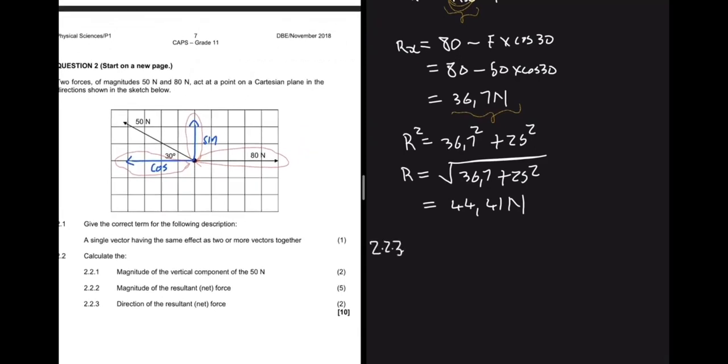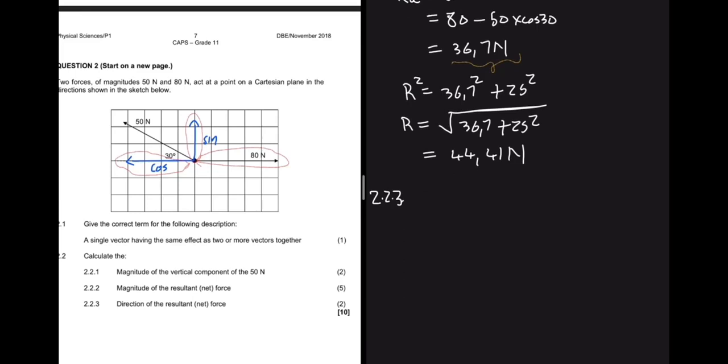And then for 2.2.3, it says calculate the direction of the resultant net force. When we calculate direction, there are 2 ways of doing it. Let me show you what I'm talking about. We have already said that we have a vertical component, and a horizontal component, and then we have our resultant. To calculate the direction of the resultant force, you calculate it from either the vertical axis, the y-axis, or the x-axis. So you can calculate this angle here as your direction, or you can calculate this angle here as your direction.